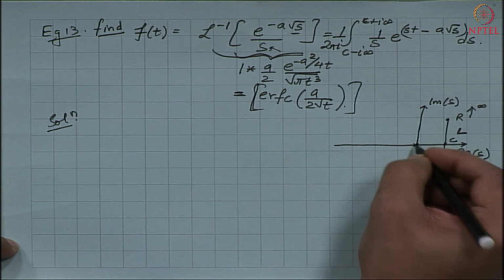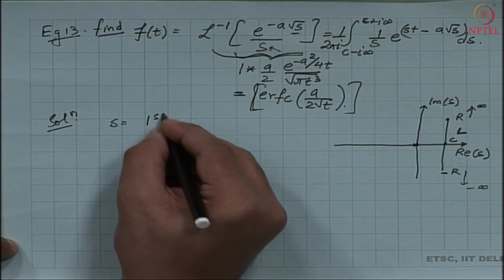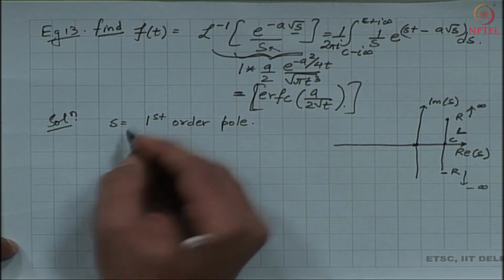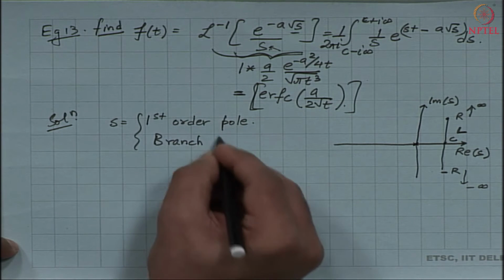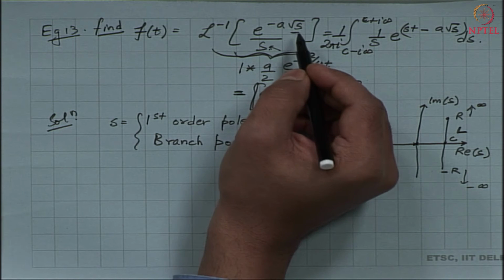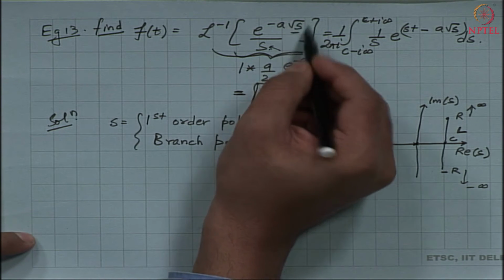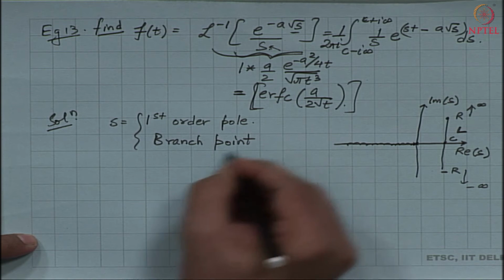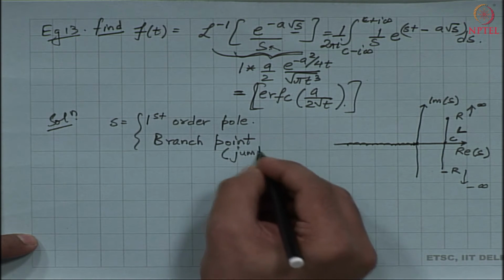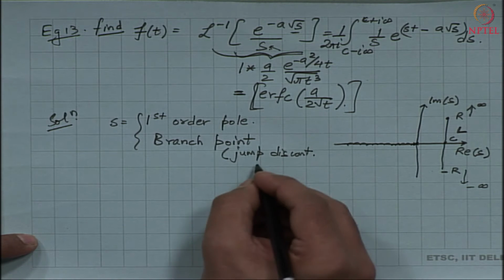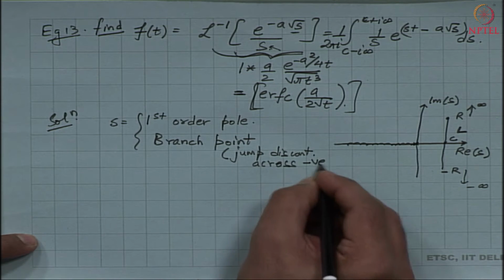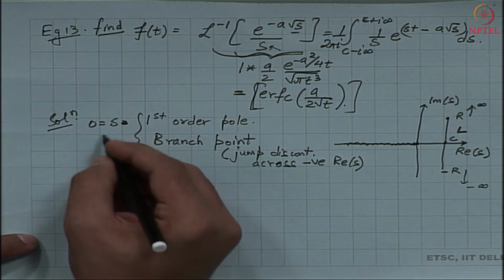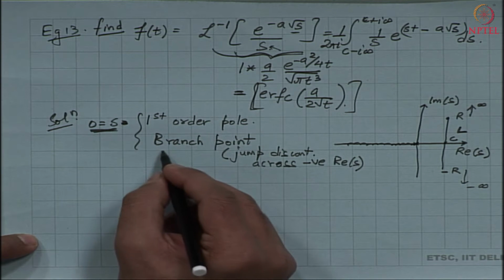So, the point 0, so s equal to 0 is a first order pole because of the fact that it appears in the denominator, and this is also a branch point. Why is that? Because notice that we have a square root function sitting in the numerator, and the moment we have a square root function, we know that there is a sudden jump of the values of s along the negative real axis. So, there is a jump discontinuity across negative real of s. So, hence s equals 0 is a first order pole and s equals 0 is also a branch point.